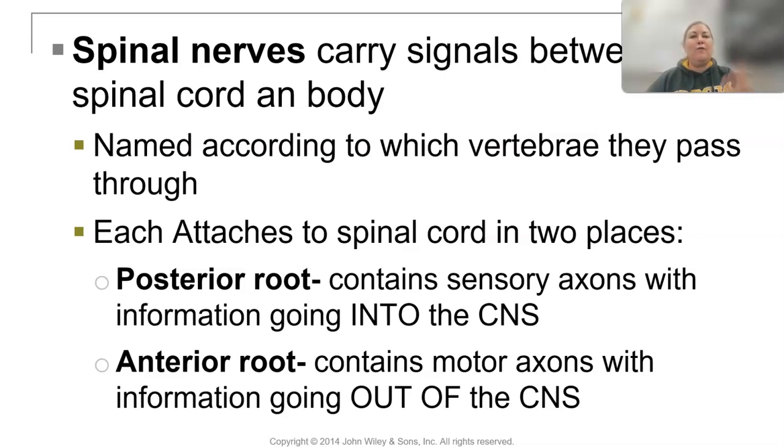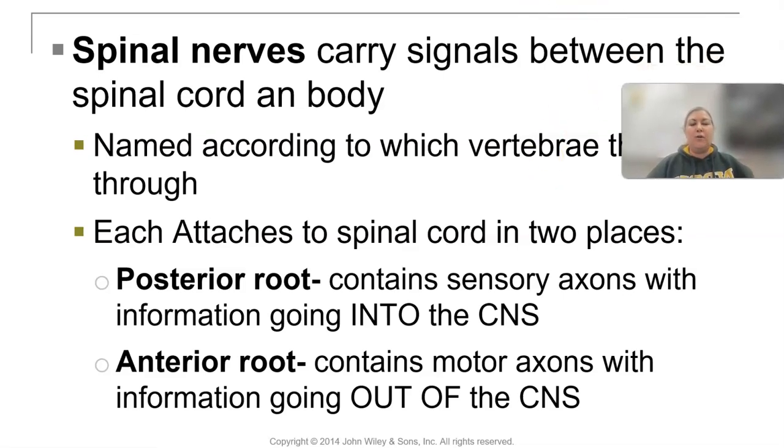When we're going further down the spinal cord, we do have specialized nerves called spinal nerves that are going to carry the signals into and out of the spinal cord. These are special nerves, and they will be named according to the vertebrae that they pass through. So you can say it's the C1 spinal nerve or the L5 spinal nerve. No fancy names here. But the nerves themselves have really interesting structures.